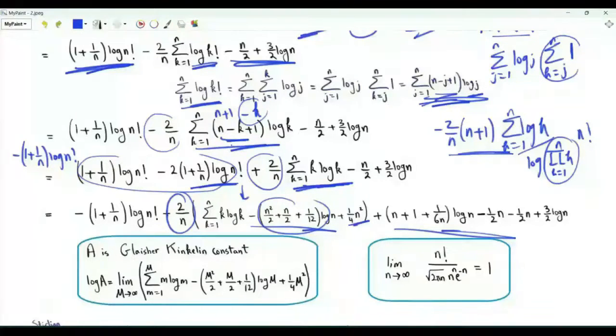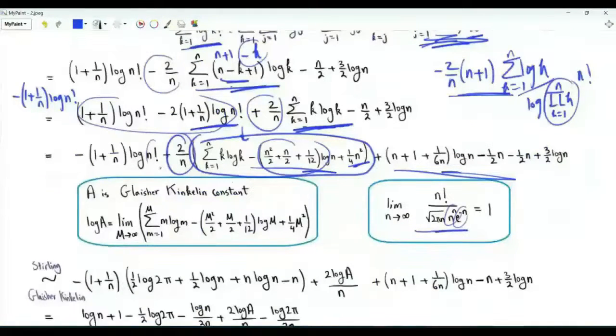The goal of this step is to have a quantity that is the same as that in the expression of log a, the Glaisher-Kinkelin constant. Log a is in fact the limit of this bracket as n tends to infinity. We also have Stirling's approximation. The ratio of n factorial to e to the minus n, n to the n times the square root of 2 pi n, this ratio tends to 1 as n tends to infinity.